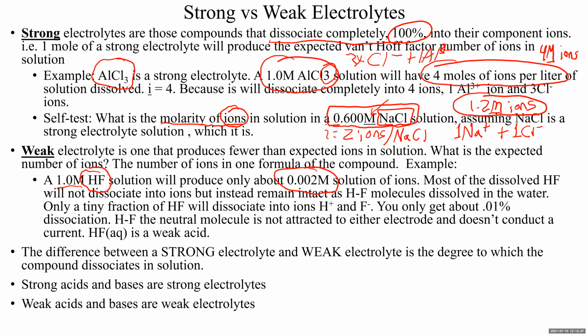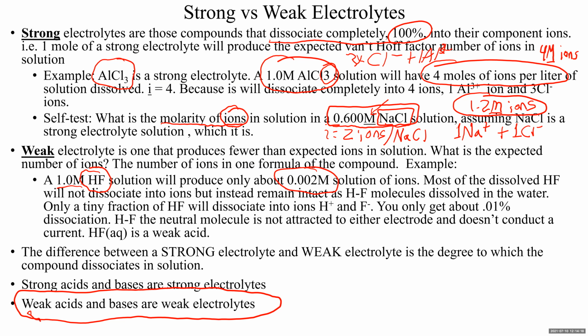Weak acids and bases are weak electrolytes. I want you to remember this. In the next module, when we talk about acids and bases, we're going to make a big fuss about the distinction between weak acids and strong acids, and weak bases and strong bases. And I'm going to give you a specific list of strong acids and strong bases to remember. Outside of that list, every other acid and base will be automatically presumed to be weak.